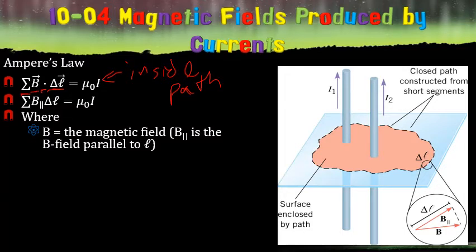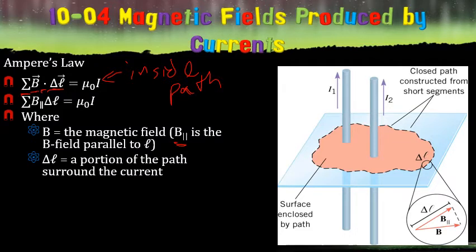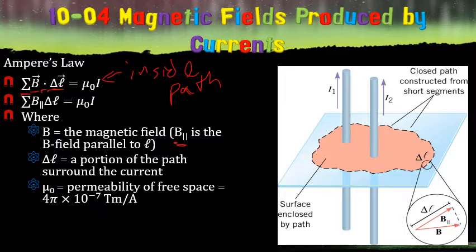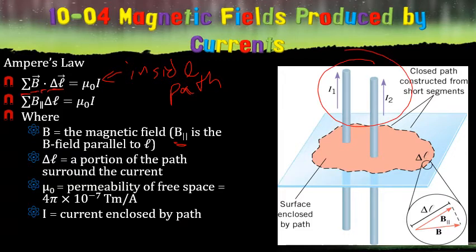B is the magnetic field. The B with the two little parallel marks is the B field parallel to our path. And the delta L is a portion of a path that surrounds the current. The constant, mu0, is the permeability of free space, just 4 pi times 10 to the negative 7 Tesla meters per amp. And I is the current enclosed in the path. So in our picture, the current would be both of those.